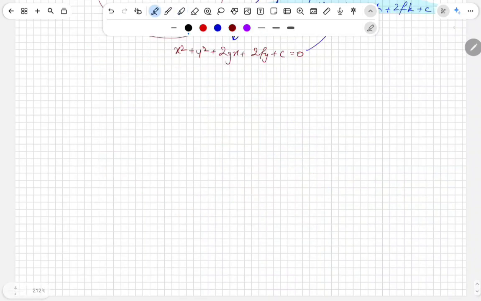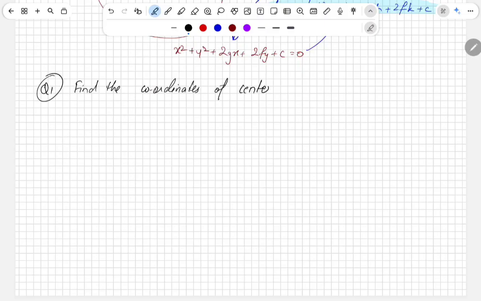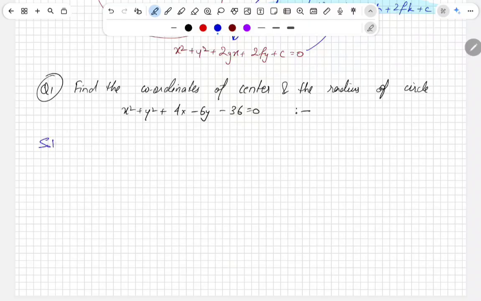Okay, now let's discuss the first question for today. Find the coordinates of the center and the radius of the circle. The equation is given: x² + y² + 4x − 6y − 36 = 0. Okay, let's solve this question. I'll take blue ink to solve the question.